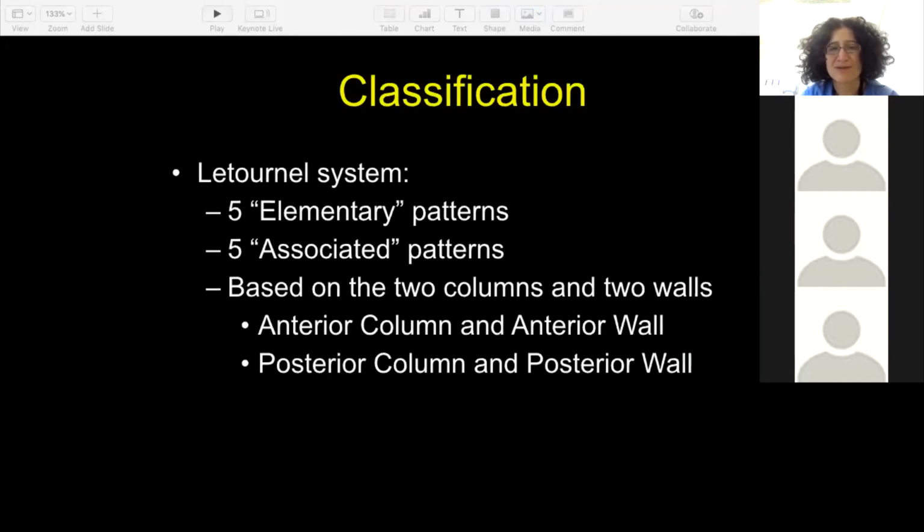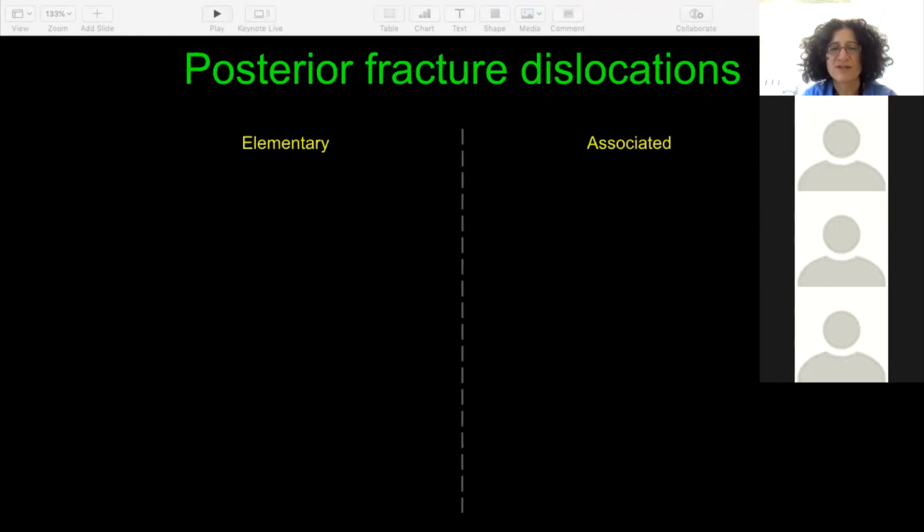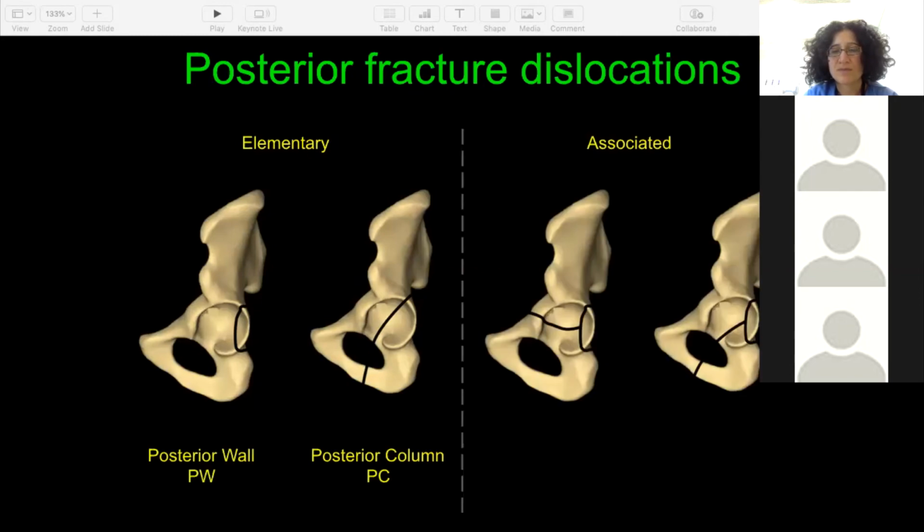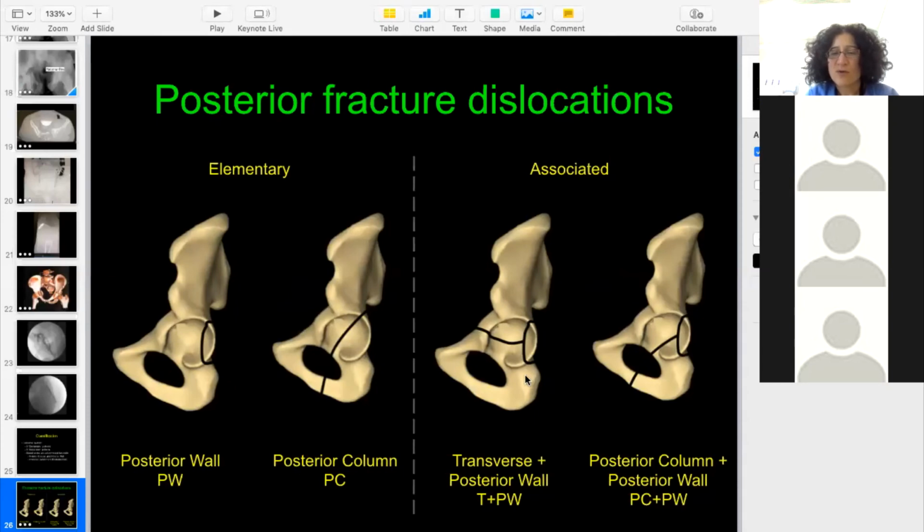Okay, so we talked last week about Letournel's classification with the 5 elementary and 5 associated patterns. And we've talked today briefly about osteoporotic fractures, fragility fractures. So one thing I just wanted to show you is when we look at how we're going to address these surgically, it's quite useful to think about posterior approaches and anterior approaches. So a posterior approach is useful for posterior wall and posterior column. Associated fractures we can approach this way include transverse posterior wall, which is the example that we've looked at, and posterior column posterior wall.